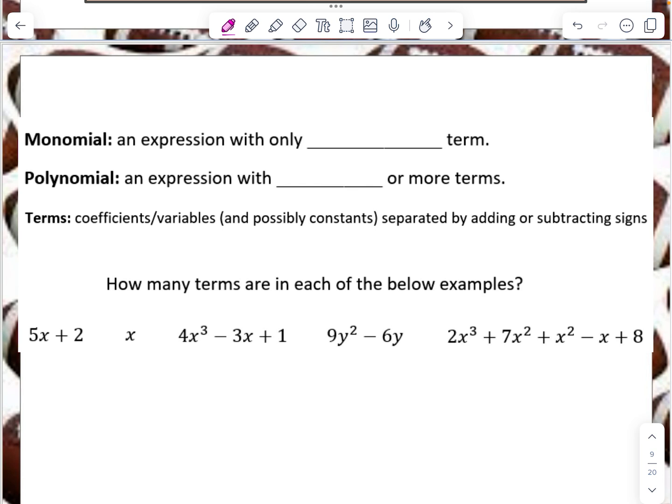So first of all, a monomial is an expression with only one term, so it's a single term. A polynomial is an expression with 2 or more terms. So we mostly look at polynomials. Terms are coefficients, those numbers out in front of the variables. So the 3 is a coefficient, the variable is the letter, and possibly constants that are separated by adding or subtracting signs.